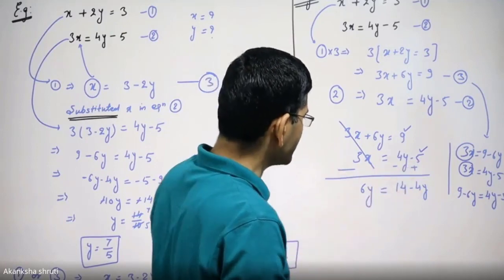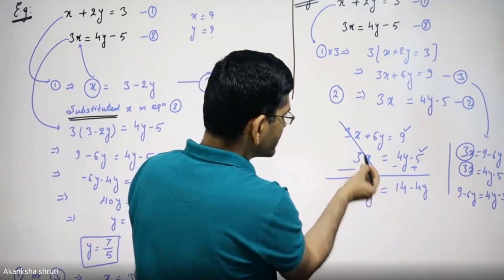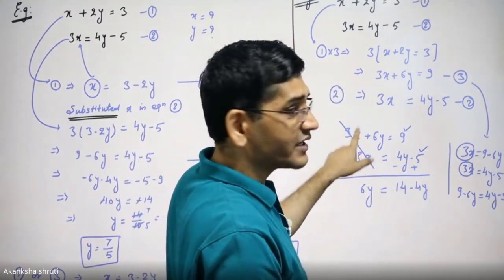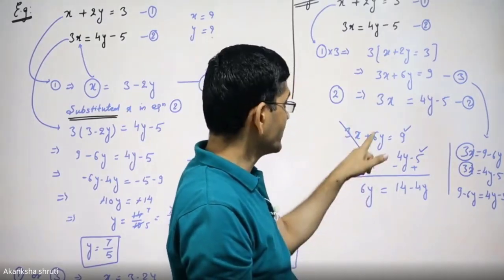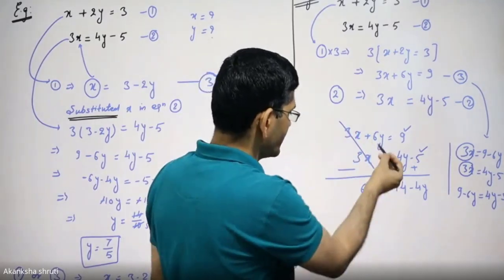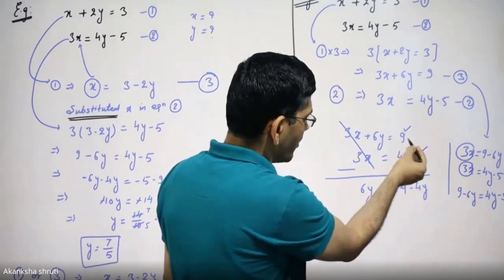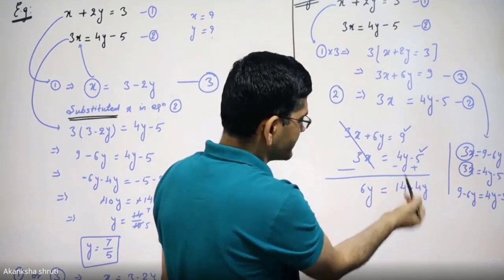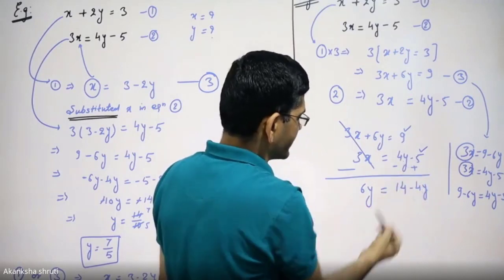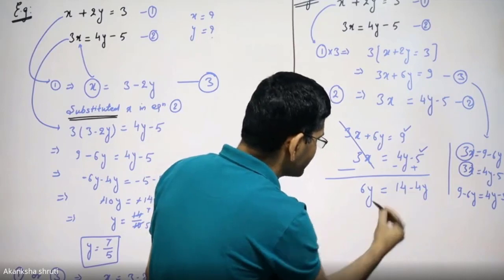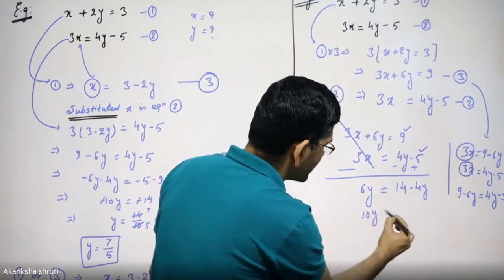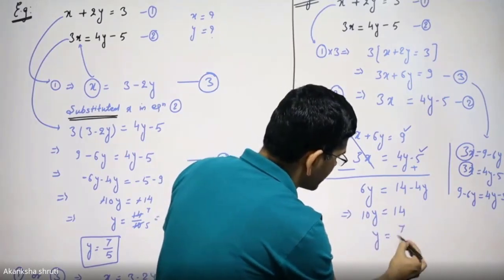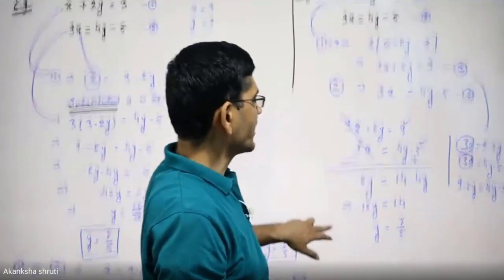If you are subtracting, we are getting the term with equal coefficient, meaning the variable with equal coefficient will get cancelled. The other variable will be left. So it is 6y is equal to, on right hand side we have the two constants that can be operated. It is giving 14 and minus 4y is already here. Bring the variable on left hand side, it becomes 10y is equal to 14. So y is still 7 by 5. Okay, students, so we are getting the same thing.